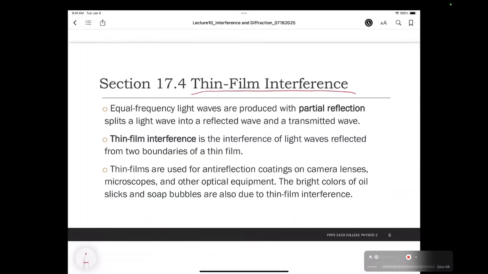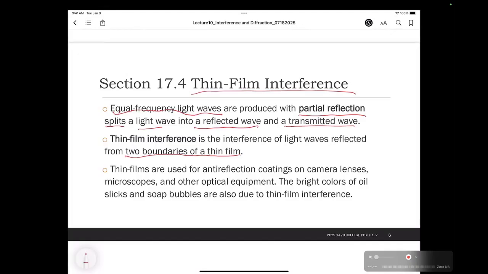Equal frequency light waves are produced when partial reflection splits a light wave into two different waves. One is a reflected wave, the other is a transmitted wave. We will talk more about it. Thin film interference is the interference of light waves reflected from the two boundaries of a thin film.